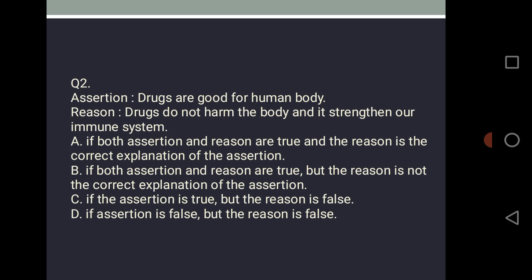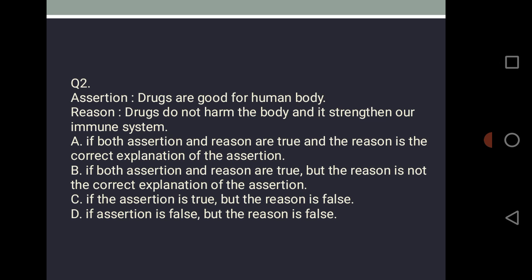For this, option A is if both assertion and reason are true and the reason is the correct explanation of the assertion. Option B, if both assertion and reason are true, but the reason is not the correct explanation of the assertion. Option C, if the assertion is true, but the reason is false. Option D, if assertion is false, but the reason is also false.